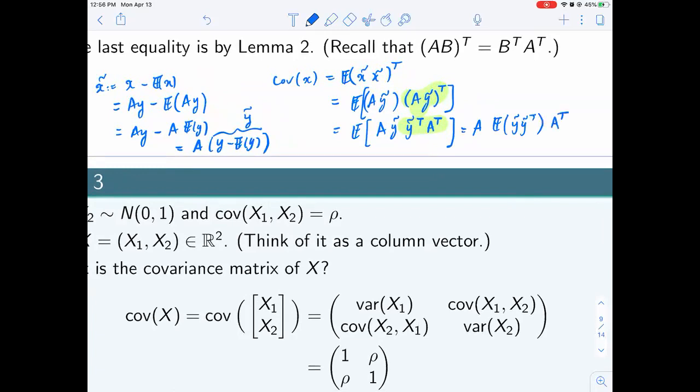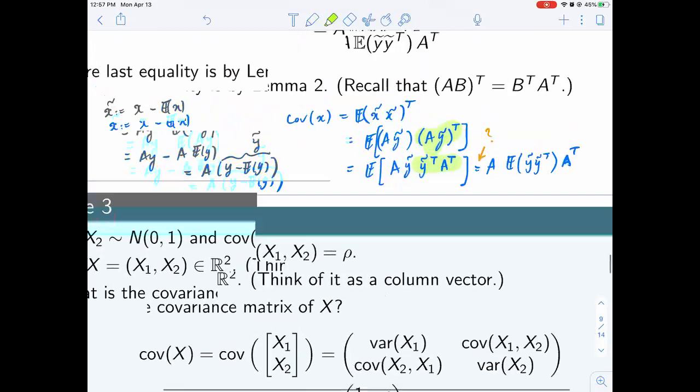Why can I do that? Is this valid? The expectation of y tilde y tilde transpose is exactly the covariance of y, but before you say that, why is this step true? A is not a random variable, so you can take it out.